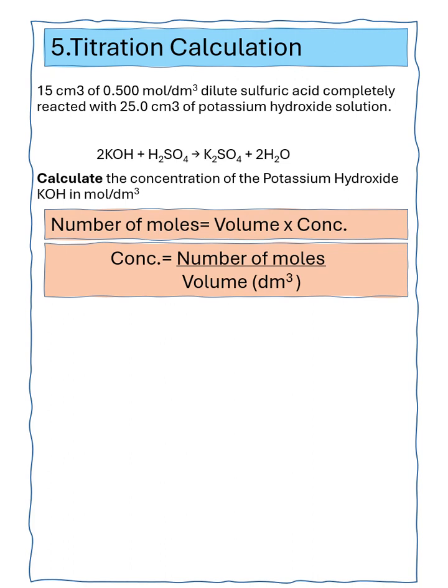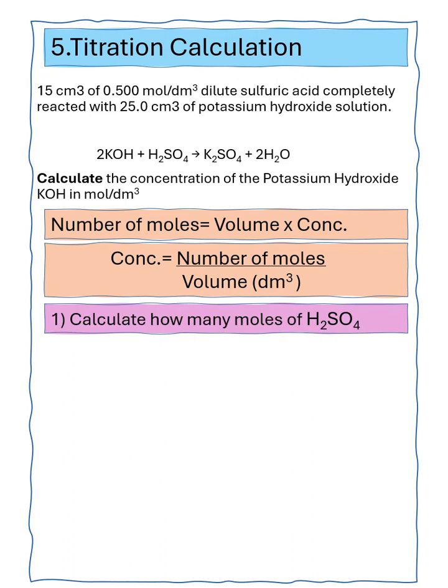Question 5 says, calculate the concentration of potassium hydroxide in moles per decimeter cubed. It's a titration calculation. We're given information about the titration, including the volume and concentration of sulfuric acid, and that it neutralizes a certain volume, 25 centimeters cubed of potassium hydroxide. We've got to use the two equations throughout the calculation. And the first thing we've got to do is calculate how many moles of sulfuric acid.